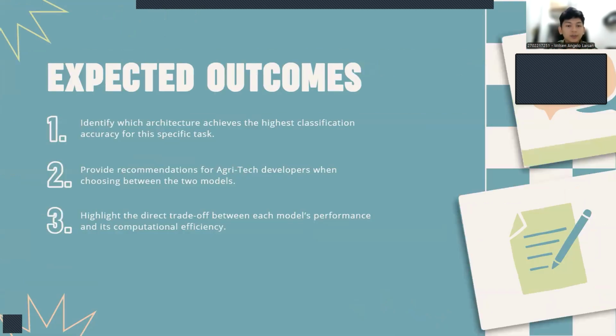Okay, next, the expected outcomes. In the study, we aim to accomplish three things. First, identify which model, CNN with CBAM or DeiT, gives the highest accuracy for apple scab classification. The second one, provide a clear recommendation for agritech developers on which model to choose based on their needs. And third, explain the trade-off between performance and efficiency so we can see which model is more accurate and which one is more computationally efficient.